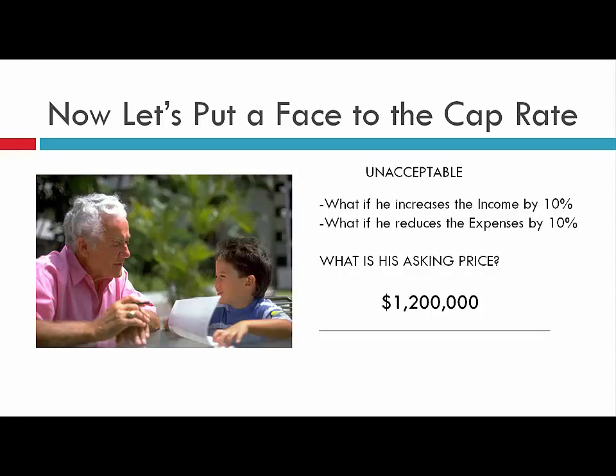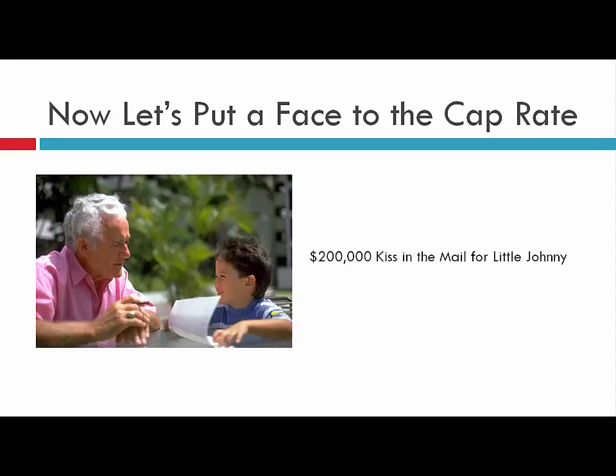So that is part of the problem when you see these older sellers, I won't say it's got nothing to do with the age, trying to maximize their sales price so that one chance that they have of maximizing their profit is not lost. All right? So that $1.2 million sales price now becomes a $200,000 kiss in the mail for little Johnny.